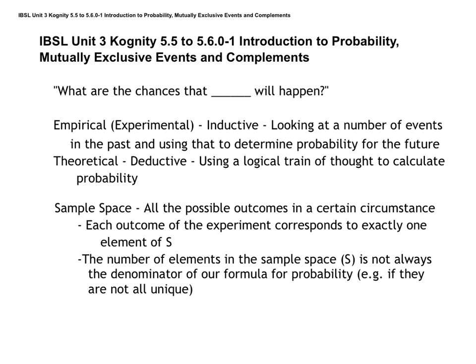Okay? So then you have this idea of a sample space. And this is something you did talk about last year, but a sample space, that's all the possible unique outcomes. All right? All the possible unique outcomes. The number of elements in the sample space is not always the denominator of our formula for probability. Okay?